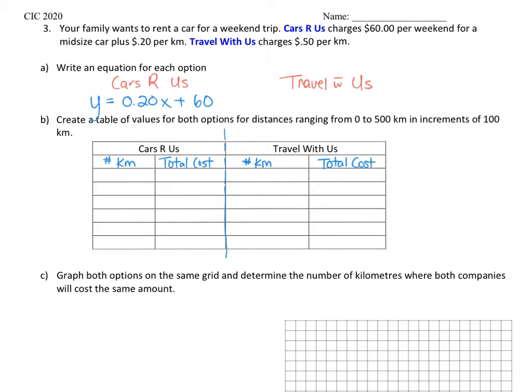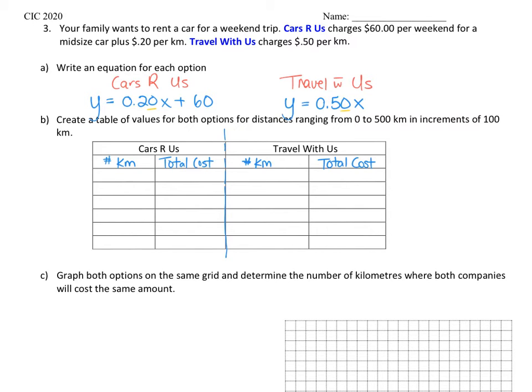Okay, now Travel With Us, they just charge 50 cents per kilometer, right? No flat fee, no initial value, no y-intercept, direct variation, and so the equation is very simply y equals 0.50x, okay? And you don't really need this little 0 right here, okay? But it's good to remind you that we're talking about 20 cents and 50 cents.